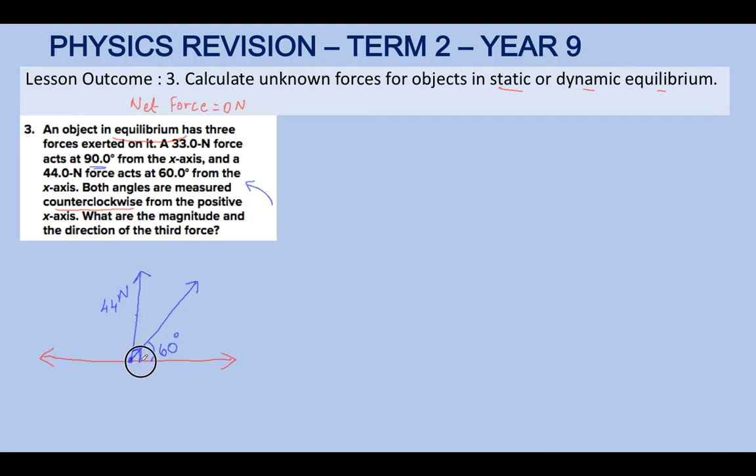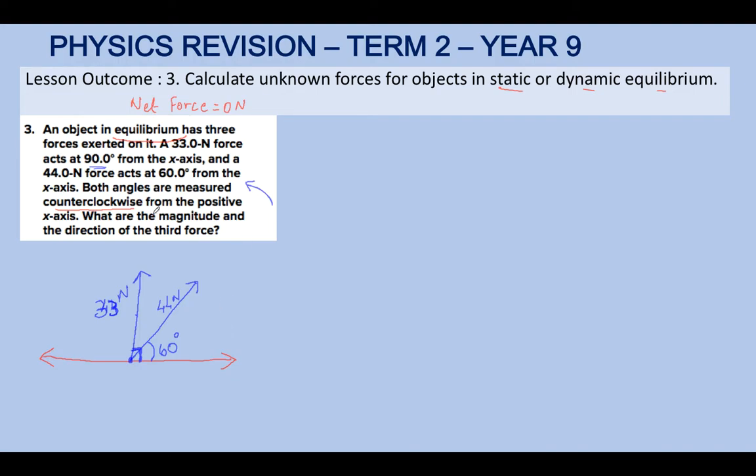So this 44 Newton is at 90 degrees here, and the second force, oh sorry, the values are wrong. This is 33, my bad. This is 33 and this force is 44. Okay, a 33 Newton force acts at 90. All right. Now, how do we find the third force? So we all know that when the net force is zero, it should form a closed triangle. So we need to find the third side of the triangle.